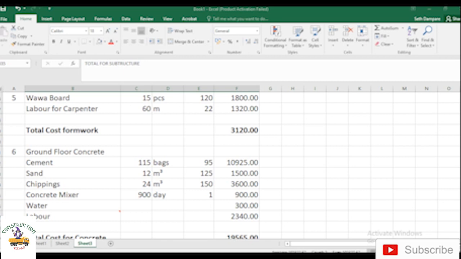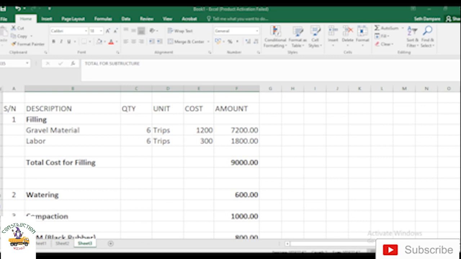Viewers, this is how much we spent on each item. The last episode ended at the filling stage, so we continue from there. If you look at item one, it is the filling, and we got imported material. If I say imported material, we got gravel from outside the construction area, and we needed six trips.